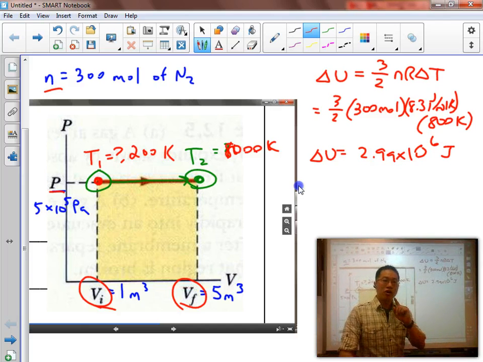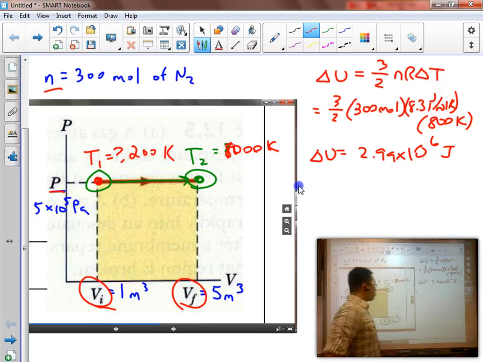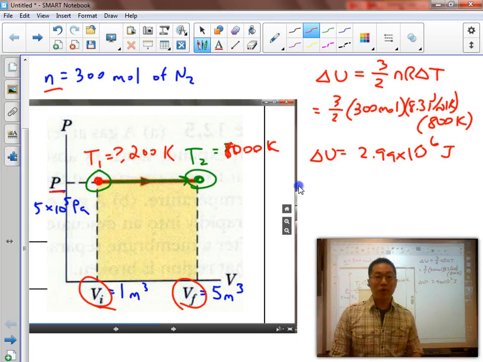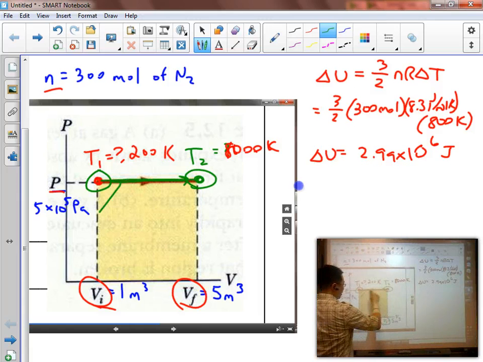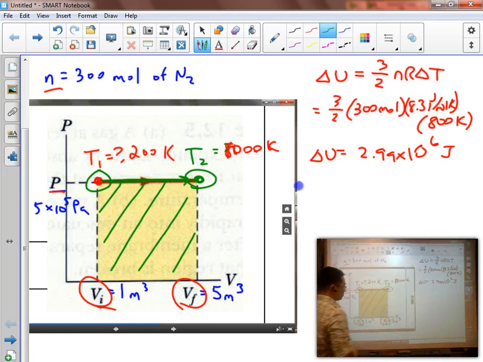Now, the thing is, what else can we solve for on this graph? We can also solve for the work done. Not with any formula, though, straightforward-wise, but rather by looking at the graph itself. You see, in this case over here, I should remember that the work is equal to the area underneath the graph line.